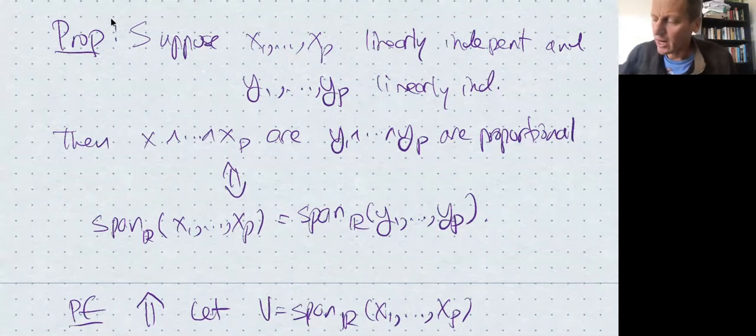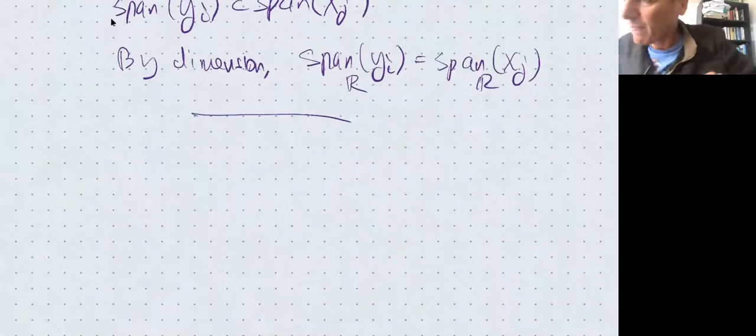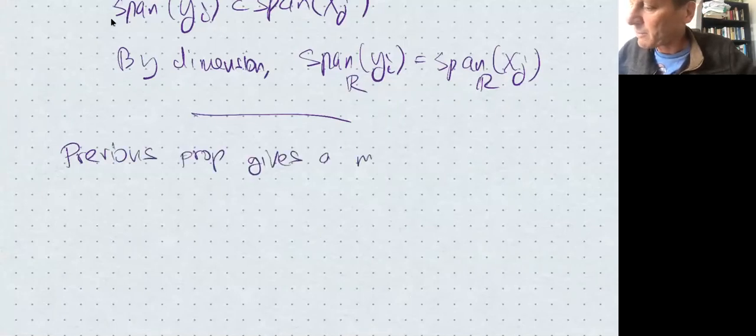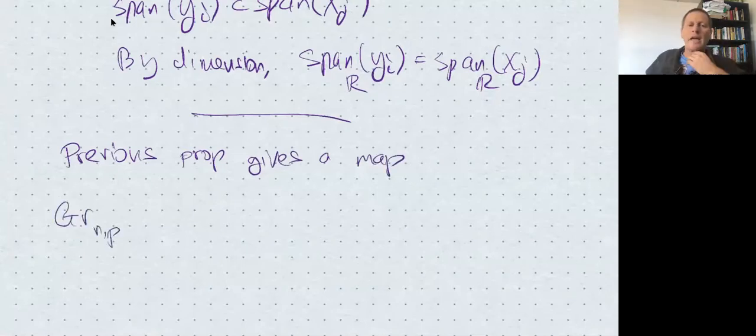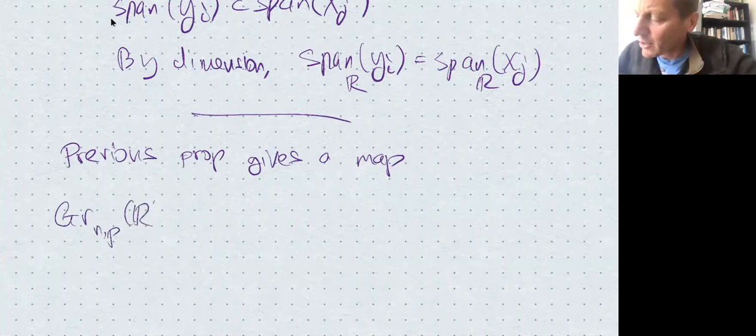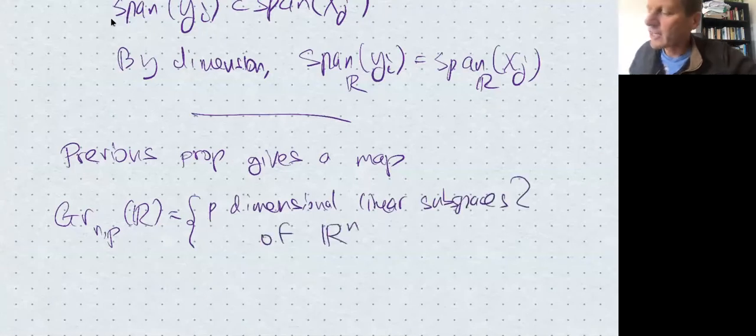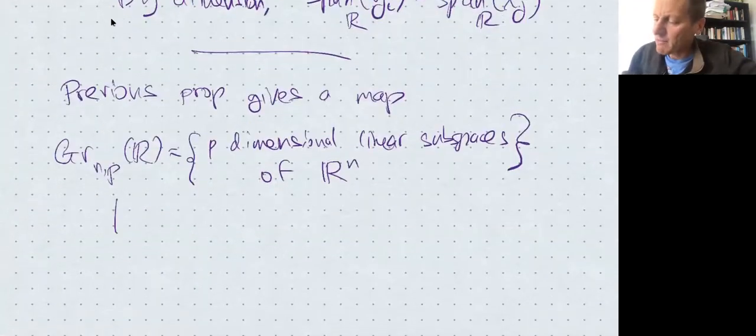This is something classical in algebraic geometry. It's called the Plücker embedding. So let me write that down. This is just for your education, we don't need it. The previous proposition gives a map from something called the Grassmannian over the field R. This is the collection of all of the p-dimensional linear subspaces of R^n.